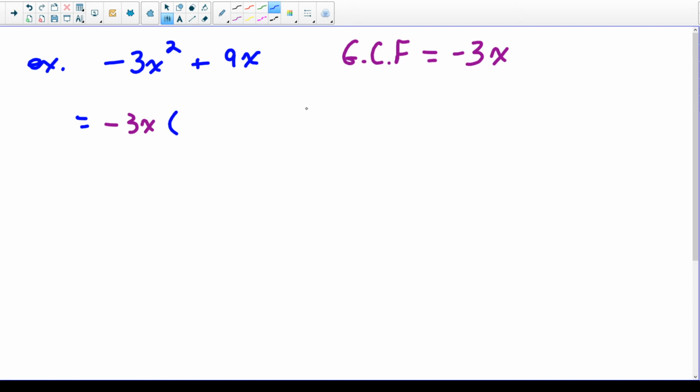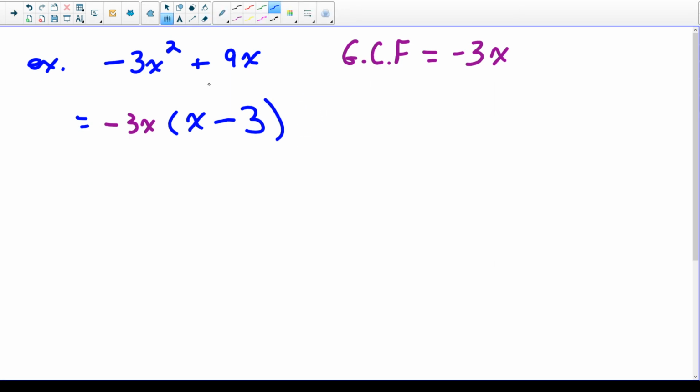Now what are my leftovers going to be? My leftovers are going to be -3x squared divided by -3x. So -3 divided by -3 is 1. X squared divided by x is just x. And then here, I'm going to have 9 divided by -3, which gives -3. X divided by x is 1, which we don't write.